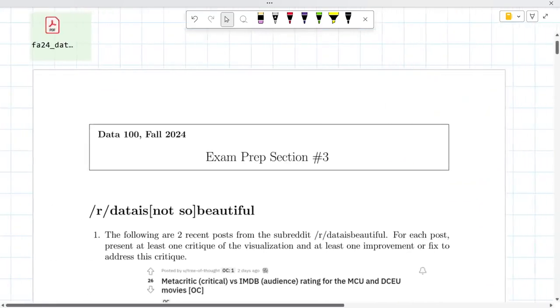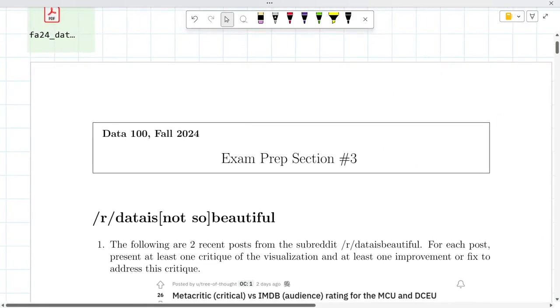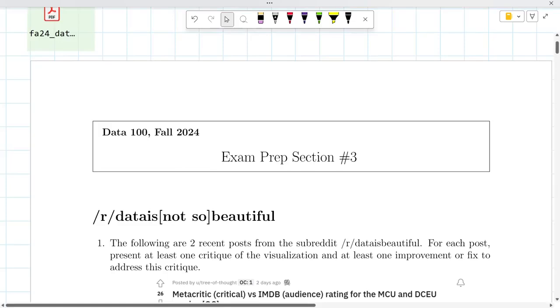So in this exam prep section, we will be dealing with a couple of topics, one of them being visualization, and the other one being survey and sampling frame. So it will be a slightly lighter worksheet in terms of conceptual load.